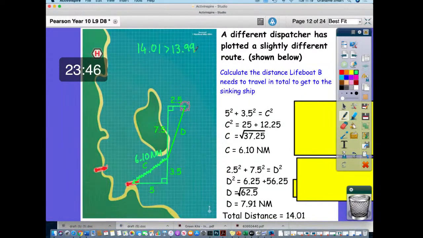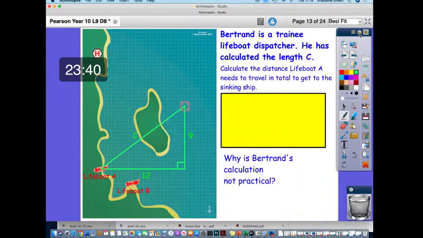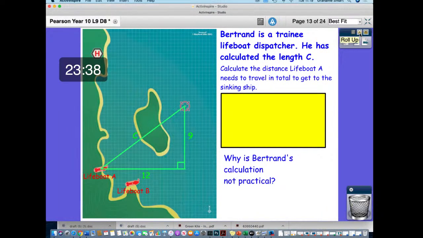Okay, you're going to do more of the thinking now. Hopefully you've got the idea of what's going on. Have a read of this one. Bertrand is a trainee lifeboat dispatcher. He has calculated the length C, so you can clearly see this triangle here. I'm going to ask you to calculate the length of C, and then I want you to tell me why Bertrand's calculation is not practical.